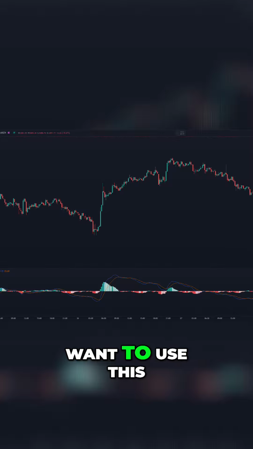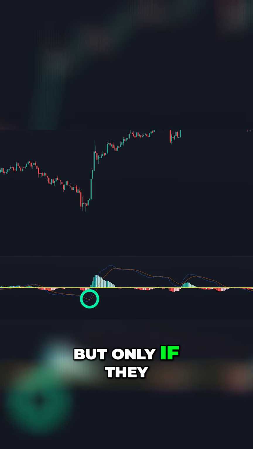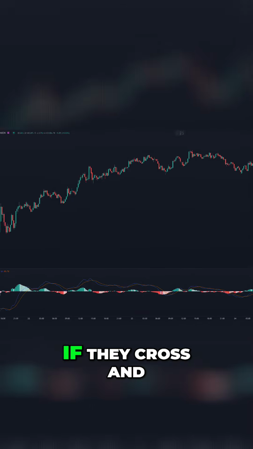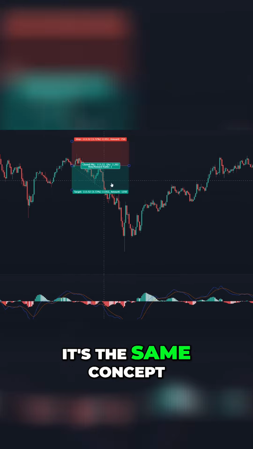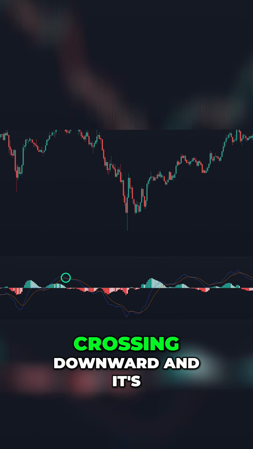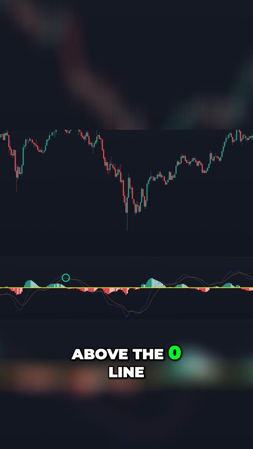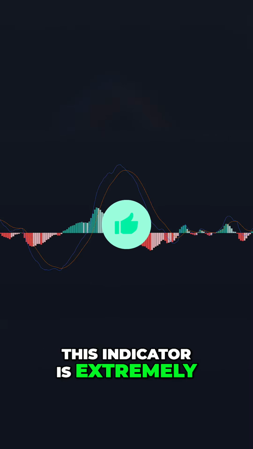So how you actually want to use this indicator is by when the line crosses upwards, but only if they cross below the zero line. If they cross and it's above the zero line, you wouldn't want to enter the trade. It's the same concept with shorting. You only want to enter a short trade if the lines are crossing downward and it's above the zero line. So as you can see, just by watching this, the indicator is extremely easy to use.